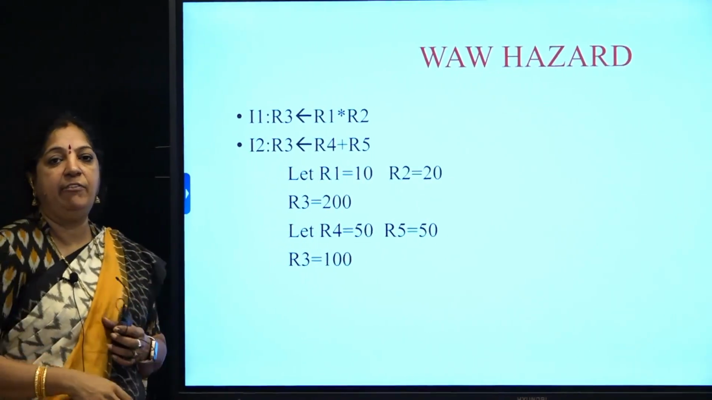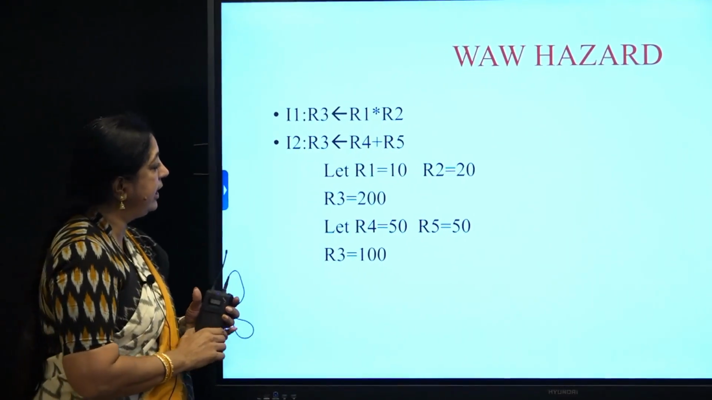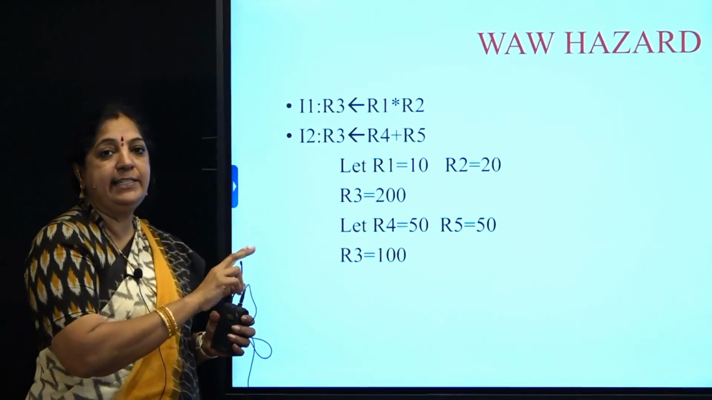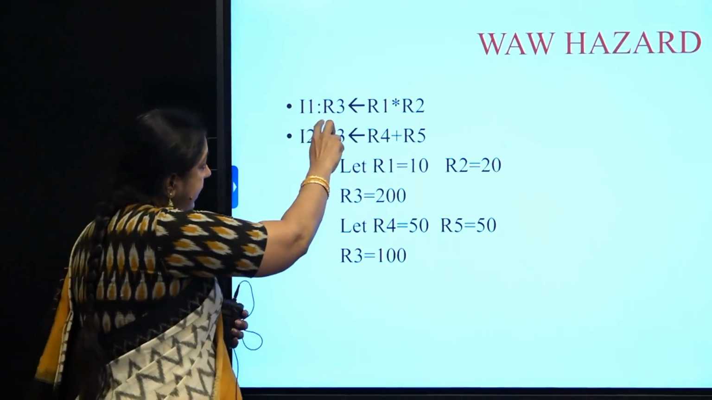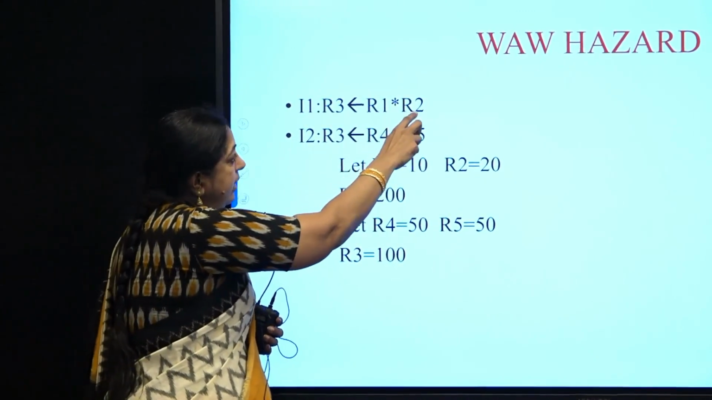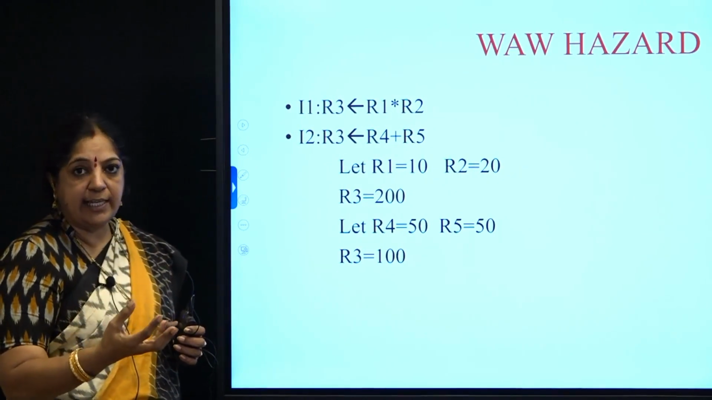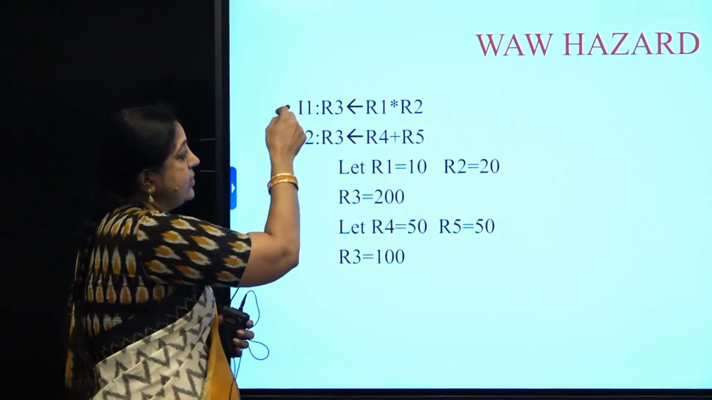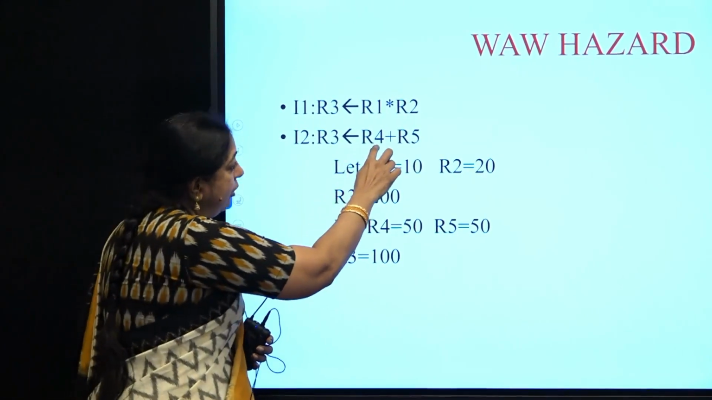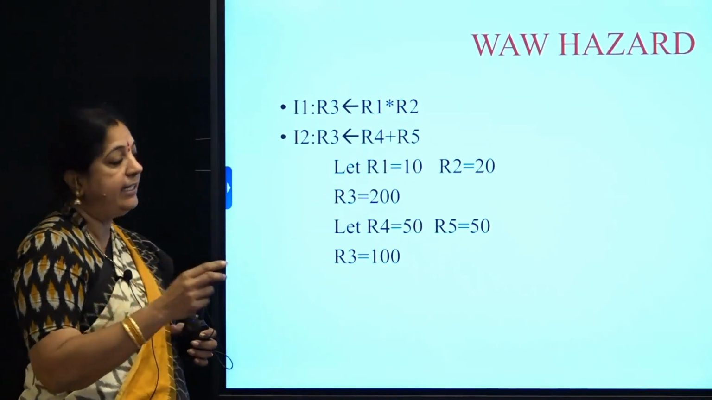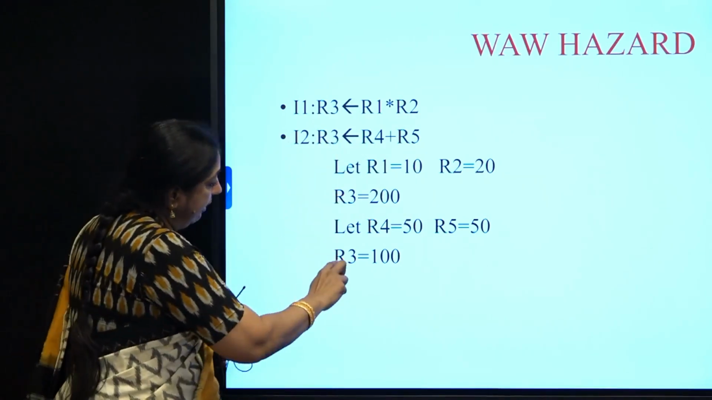The same way we are having write after write. In write after write, if you are writing two times, it is written on the same register content. In instruction 1, R1 and R2 are taken as input, the product is calculated and the result is stored in R3. In instruction 2, R4 and R5 are added and the result is stored in R3. Both results are going to R3 only.